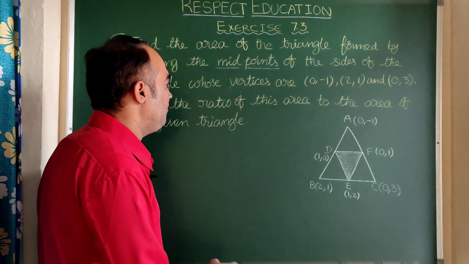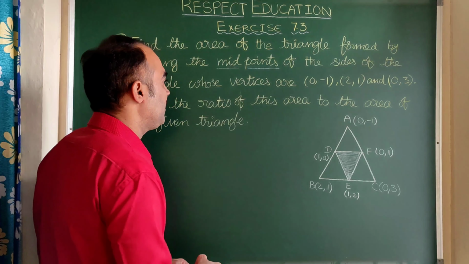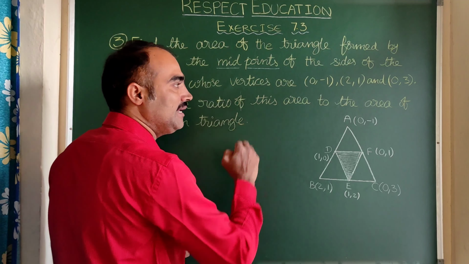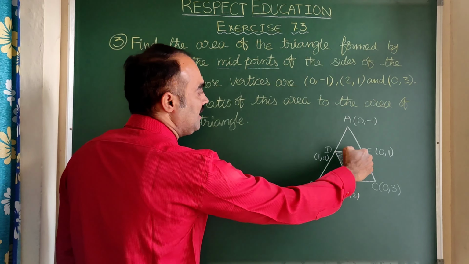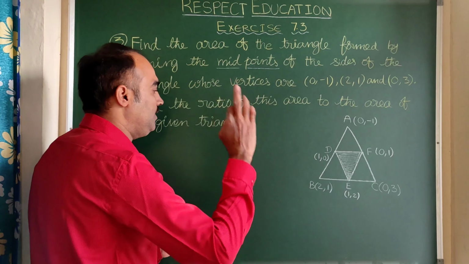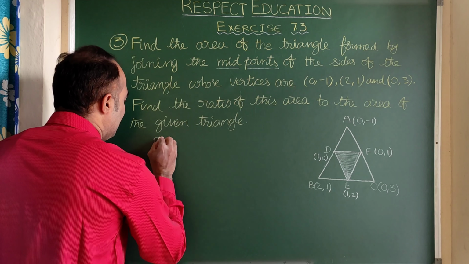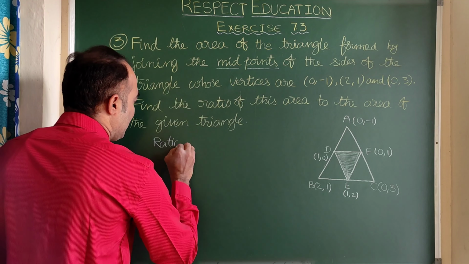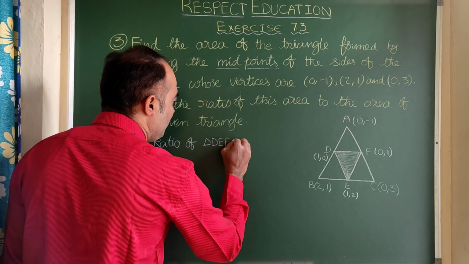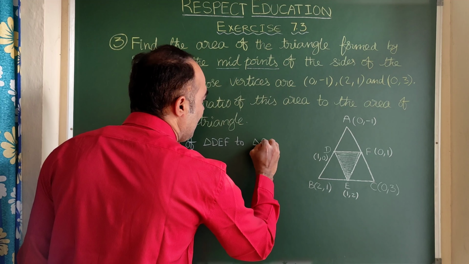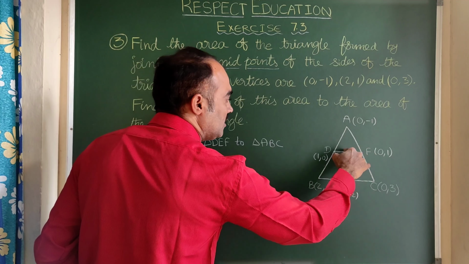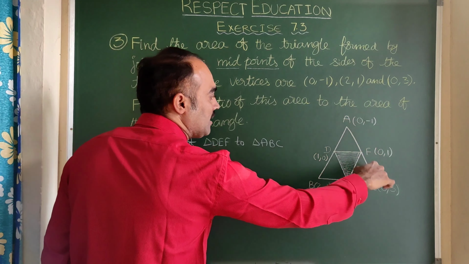Right? Now we have come to the conclusion part of this problem. Here we are asked to find the ratio of this area. This area means the area of triangle DEF to the area of the given triangle. The given triangle is ABC. Now in this case we need to find the ratio of triangle DEF to triangle ABC. This is the triangle which is formed by joining the midpoints, and this is the given actual triangle.